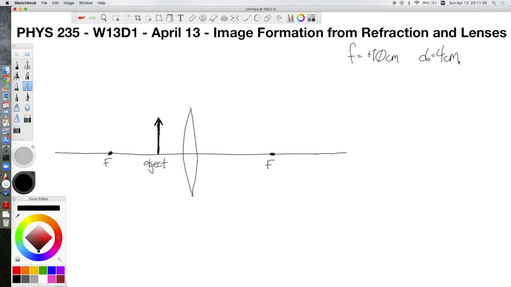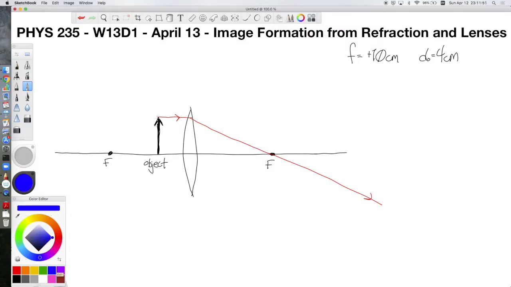For our last example with a converging lens, let's put the object inside of the focal point, a distance of 4 centimeters from the lens which still has a positive 10 centimeter focal length, and let's draw our rays. The red ray is easy. The ray comes in parallel to the optical axis and passes out through our focal point.